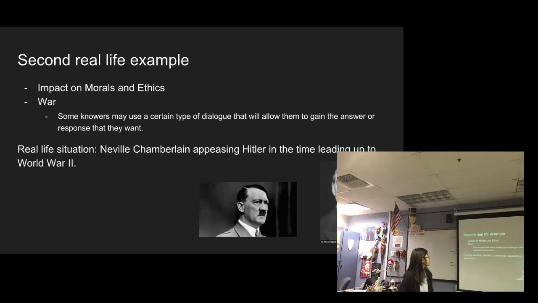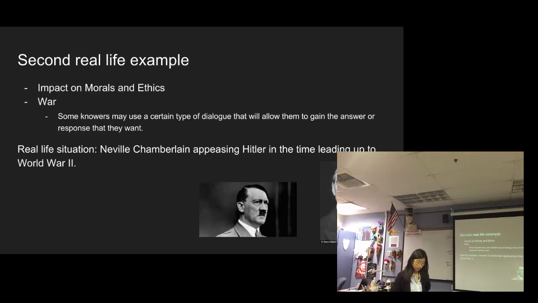So for our second example, I'm using the time leading up to World War II, where Hitler had gone to Chamberlain and asked or demanded for Czechoslovakia, and the language that he used had insinuated that had Chamberlain not given him part of Czechoslovakia, then he would start a war. And at the time, a war was the last thing that Britain had wanted, so he gave Hitler part of the land.